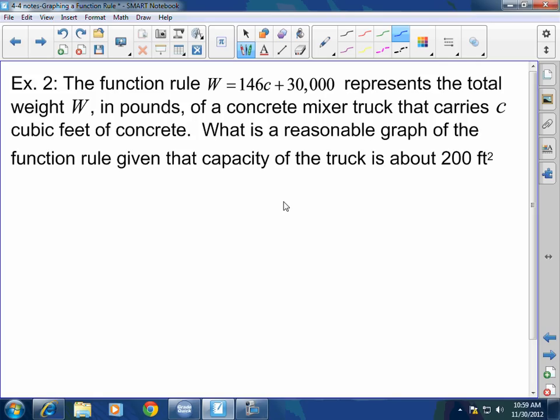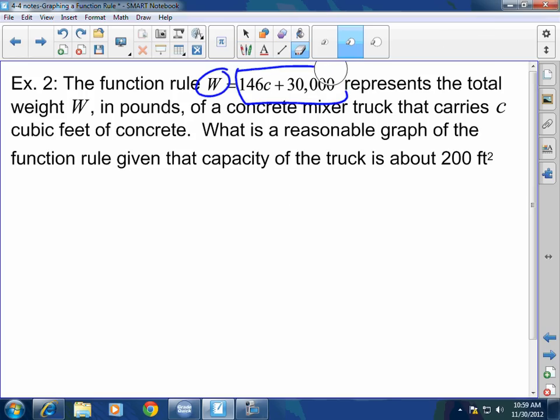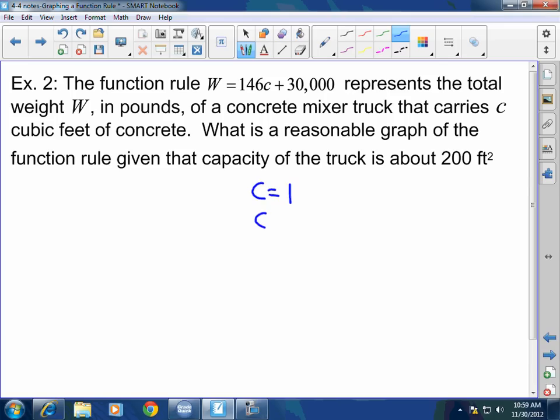Look, think about this, guys. You guys are giving me answers without even thinking. 30,000 is not even a variable. Whoever said W, doesn't W equal the weight of this? So what can change here? I can either have C equal 1, or C equal 10, or C equal 100. C is the independent variable.